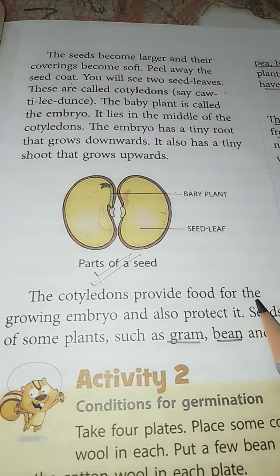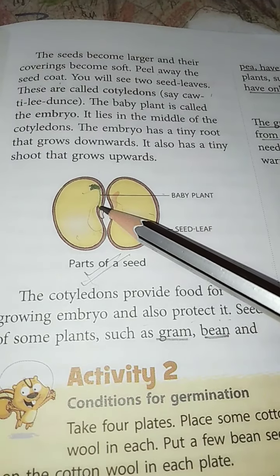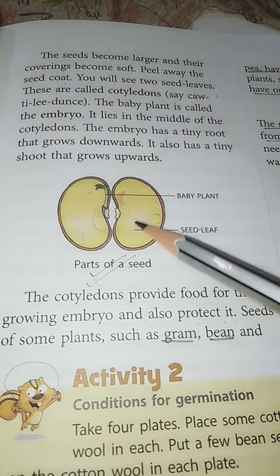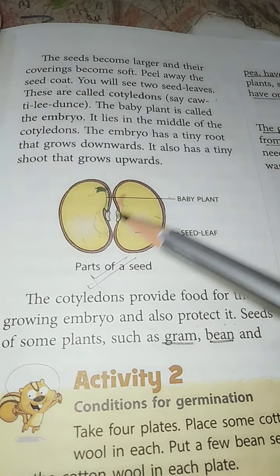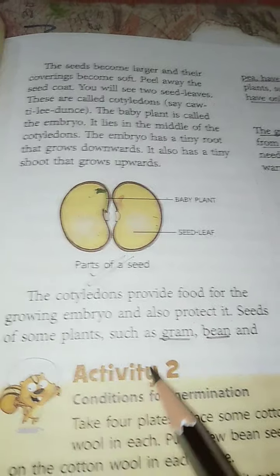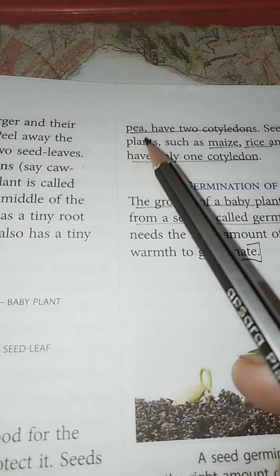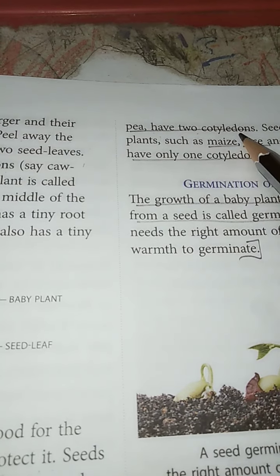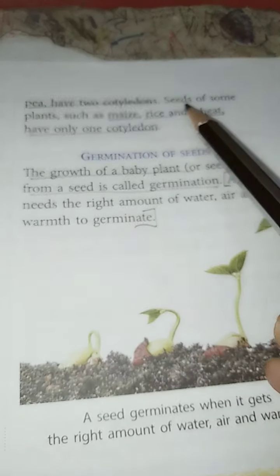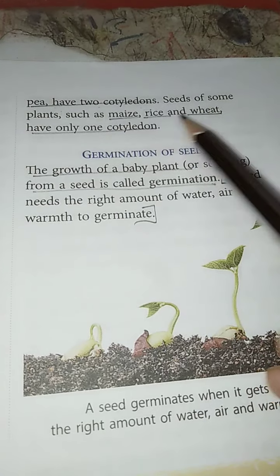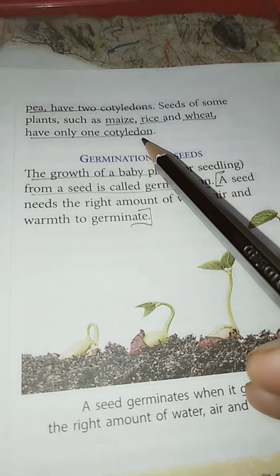The cotyledons provide food for the growing embryo and also protect it. This small growing embryo cannot make its own food by photosynthesis. So these cotyledons provide it with food and protect it. Seeds of some plants such as gram, bean and pea have two cotyledons. You can see two seed leaves in gram and pea, so they are called dicots. Seeds of some plants such as maize, rice and wheat have only one seed leaf, that is one cotyledon, and they are called monocots.